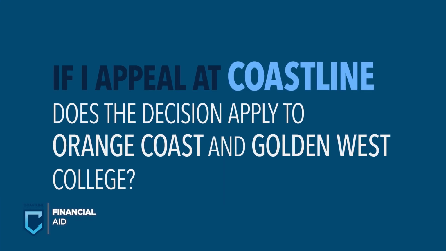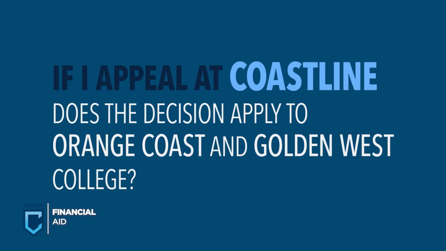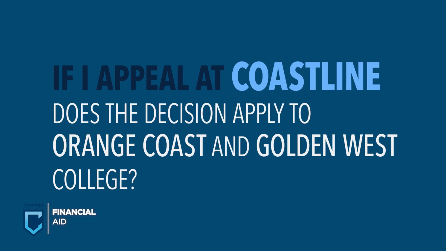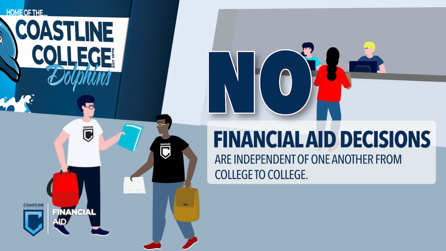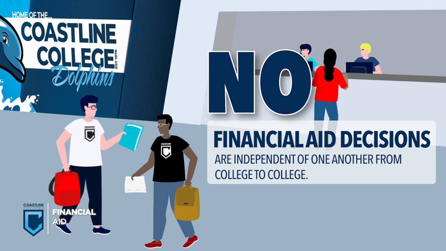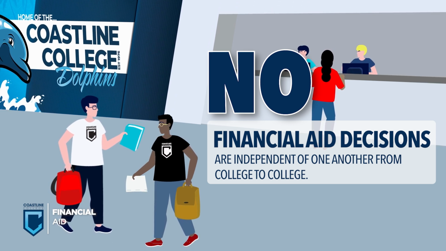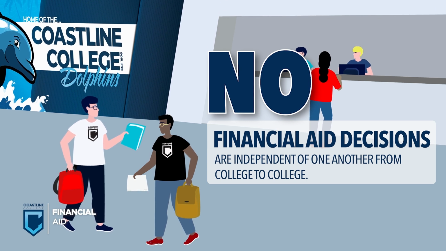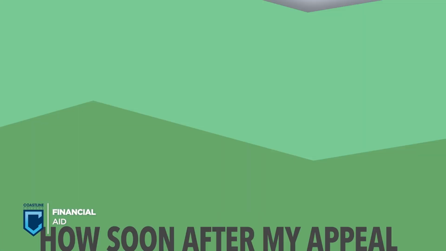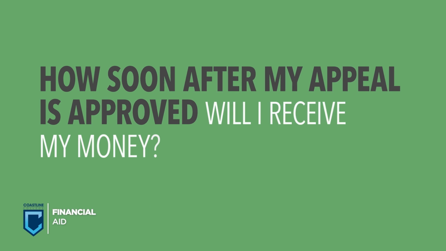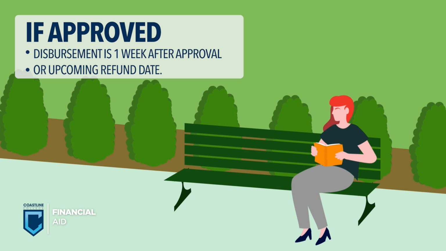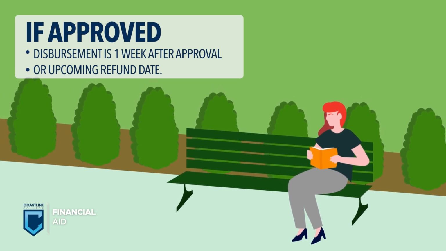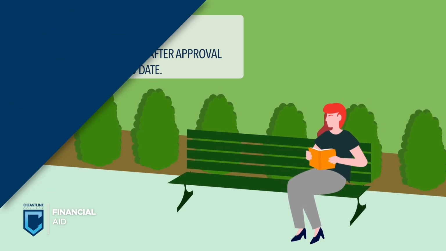If I appeal at Coastline, does the decision apply to Orange Coast College and Golden West College? No. The decision at Coastline will not apply to OCC and GWC. If you decide to receive financial aid from one of our sister colleges, you will need to reappeal with that school. How soon after my appeal is approved will I receive my financial aid money? If your appeal is approved, the financial aid disbursement typically goes out a week after your approval or on an upcoming scheduled refund date.